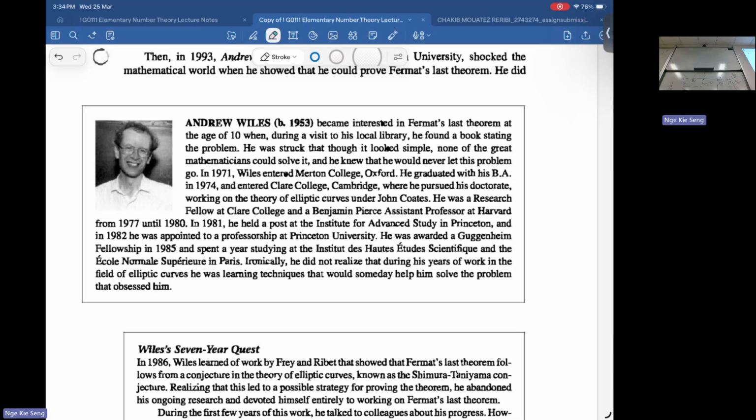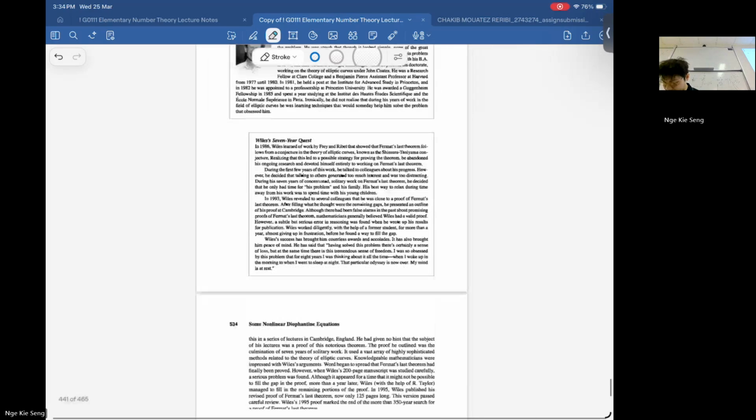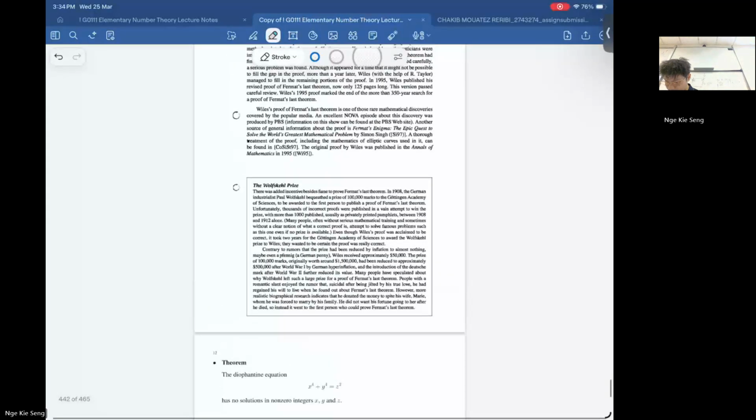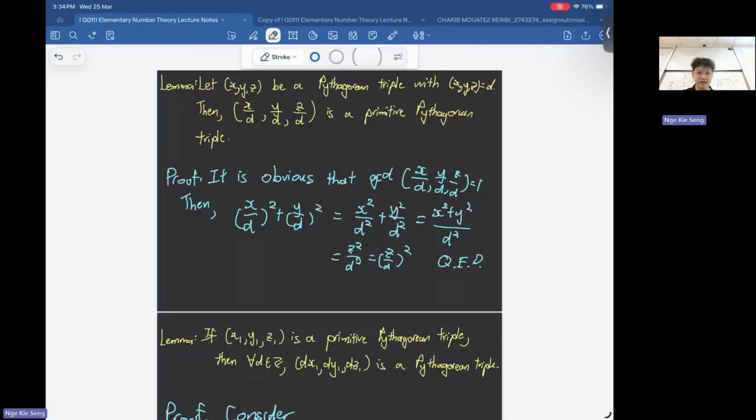But then they found out there was a slight mistake. So he went back and worked with his student again, together. And then I think after 1 year, they managed to solve it. Cool. So this is about that.